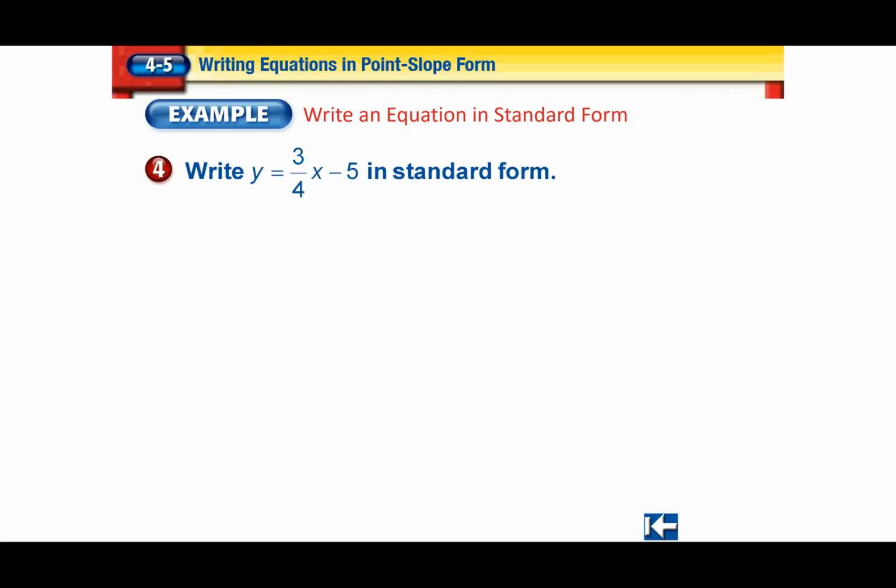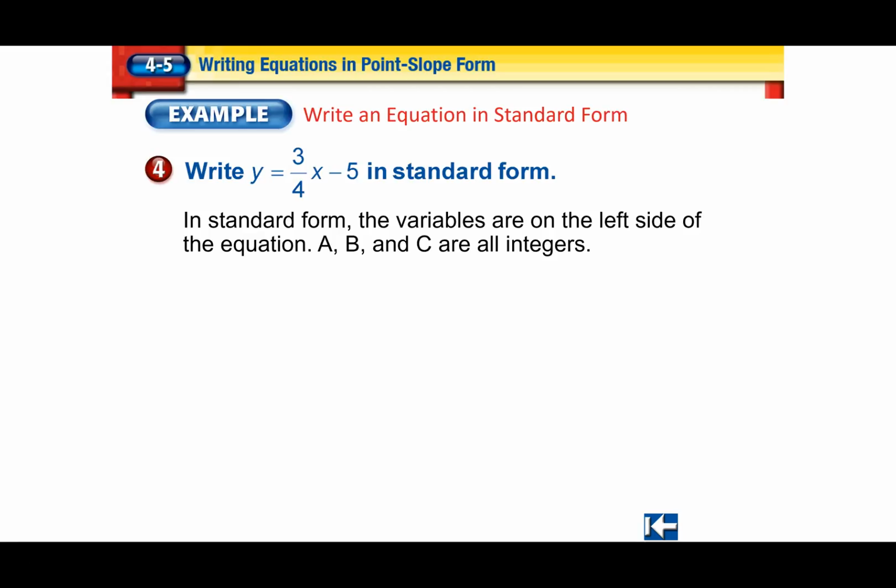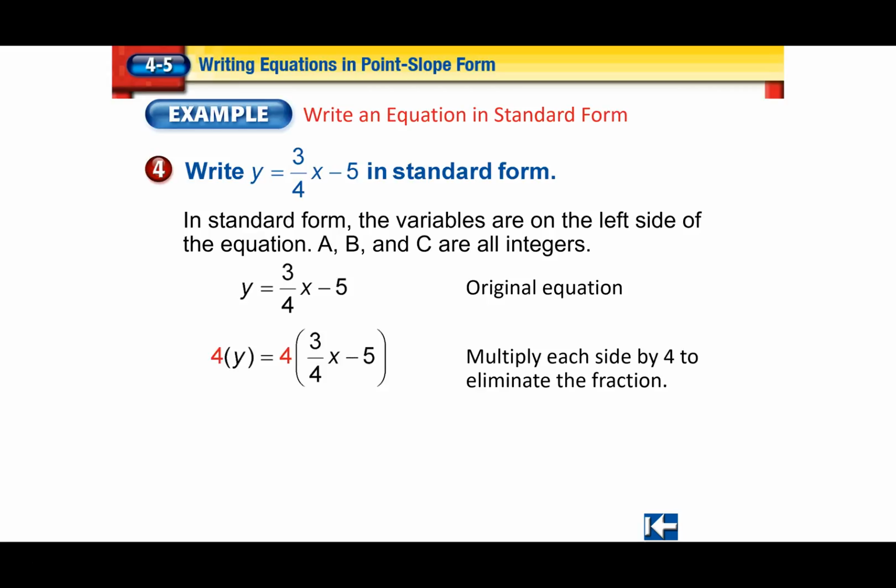All right, write an equation in standard form. Okay, so in standard form, the variables are on the left side of the equation. A, B, and C are all integers. Okay, so we take our original equation. We're going to multiply each side by 4 to get rid of that fraction, because that's just obnoxious. After we distribute that out, they multiplied this by this, and this by this.